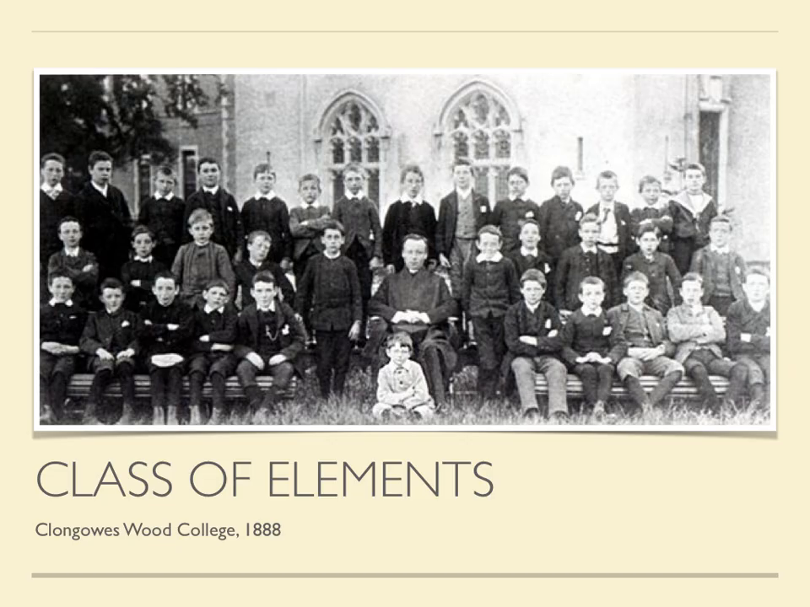Clongowes organized boys into classes based on skill at Latin primarily, but also math and other subjects. The class of elements is the first class boys would join at the college. There, they would learn arithmetic, history, and Latin grammar. Once their skill warranted it, they would be moved up to the next class. When Joyce was at Clongowes the class of elements had boys from age 9 to age 13.